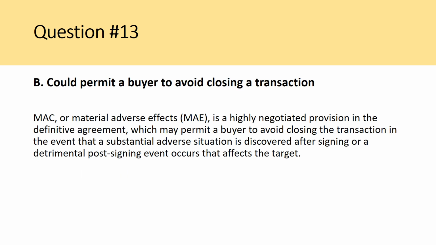Right, so MAC, or material adverse effect, MAE, is a highly negotiated provision in the definitive agreement, which may permit a buyer to avoid closing the transaction in the event that a substantial adverse situation is discovered after signing or a detrimental post-signing event occurs that affects the target.